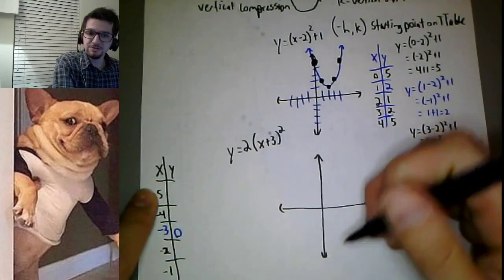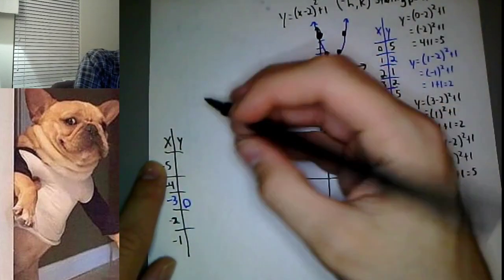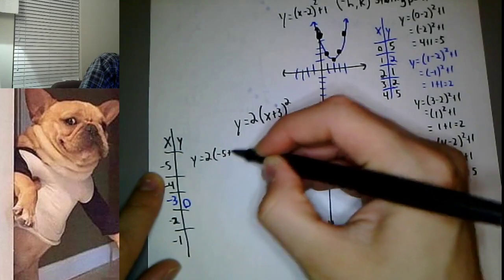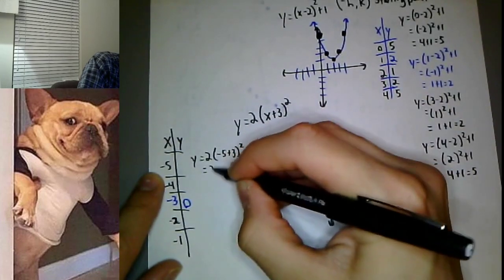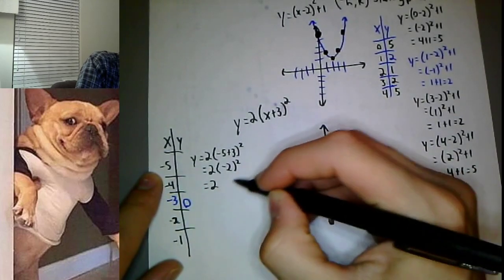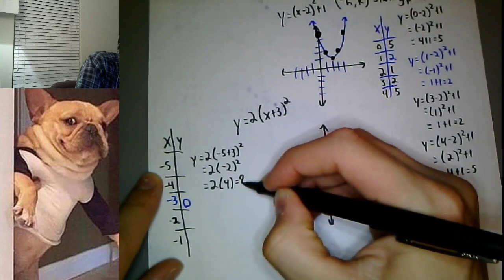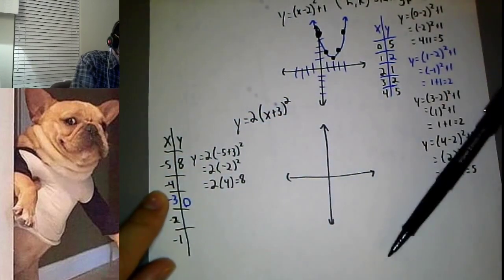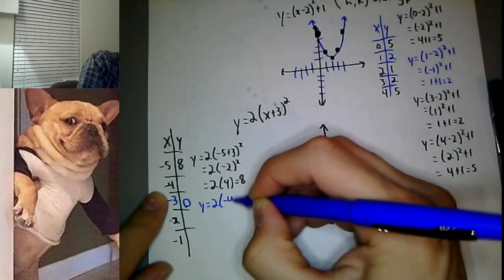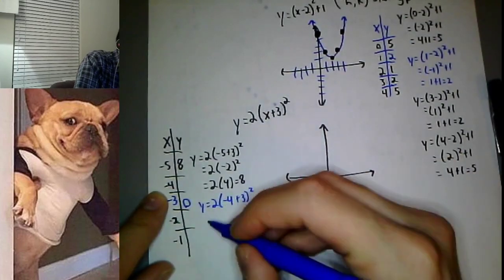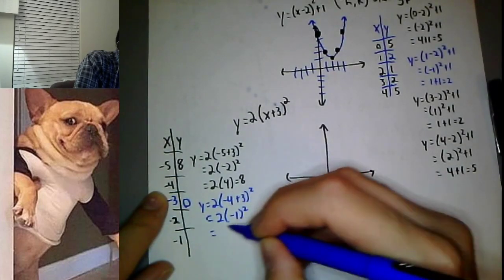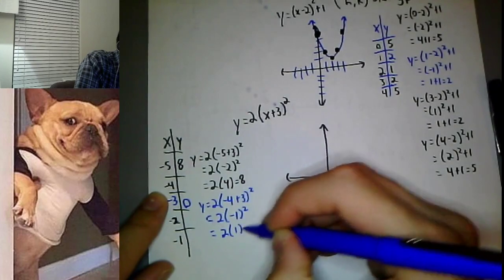Now I have to plug in each of these numbers. I'm going to write pretty small so I can fit all this in. So negative 5. Y equals 2 times the quantity of negative 5 plus 3 squared. Negative 5 plus 3 is negative 2 squared. Negative 2 squared is 4, and 2 times 4 is 8. Negative 4. Y equals 2 times the quantity of negative 4 plus 3 squared. Negative 4 plus 3 is negative 1 squared. Negative 1 squared is 1, and 2 times 1 gives me 2.